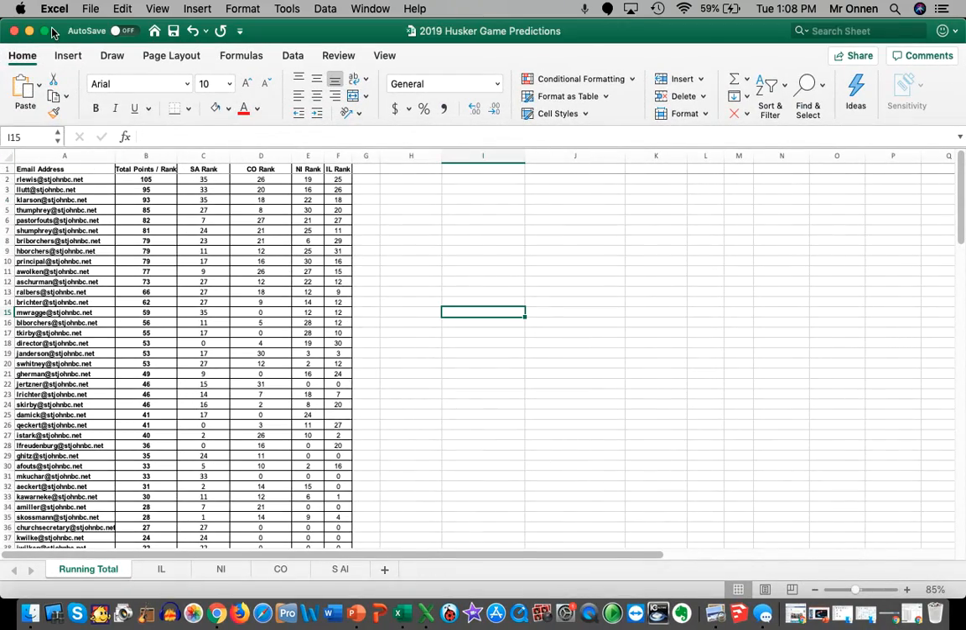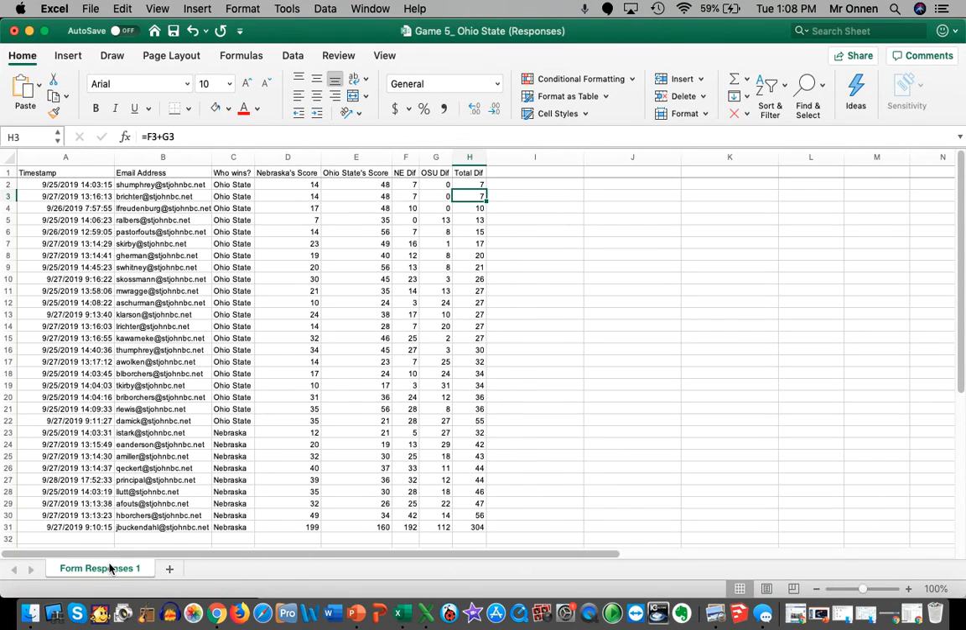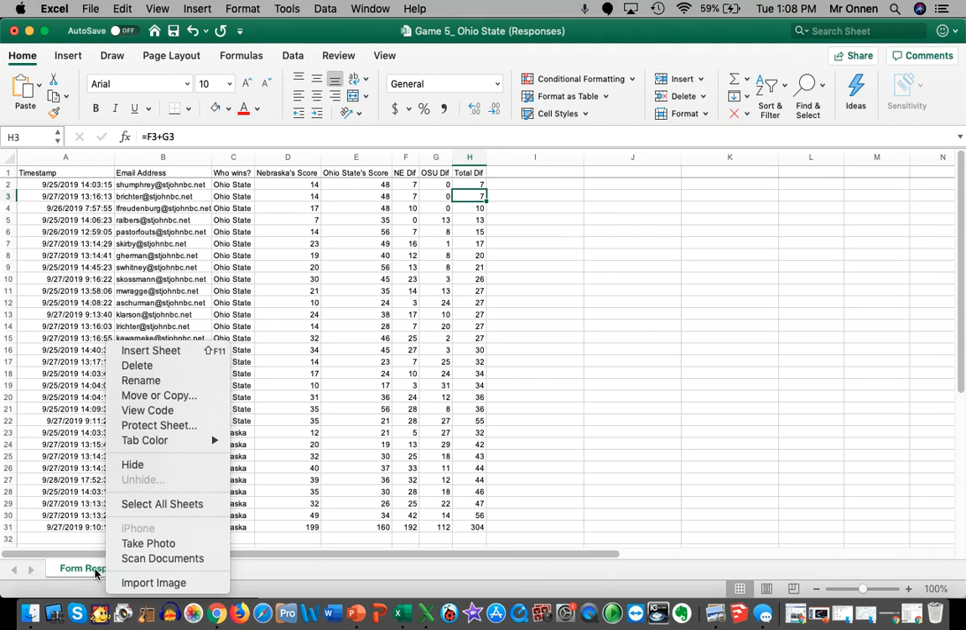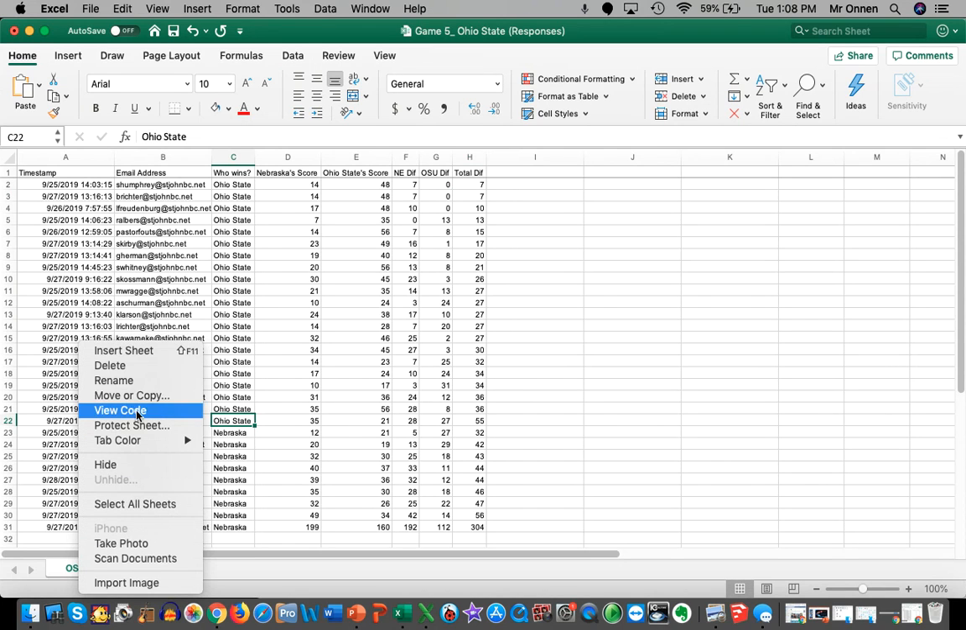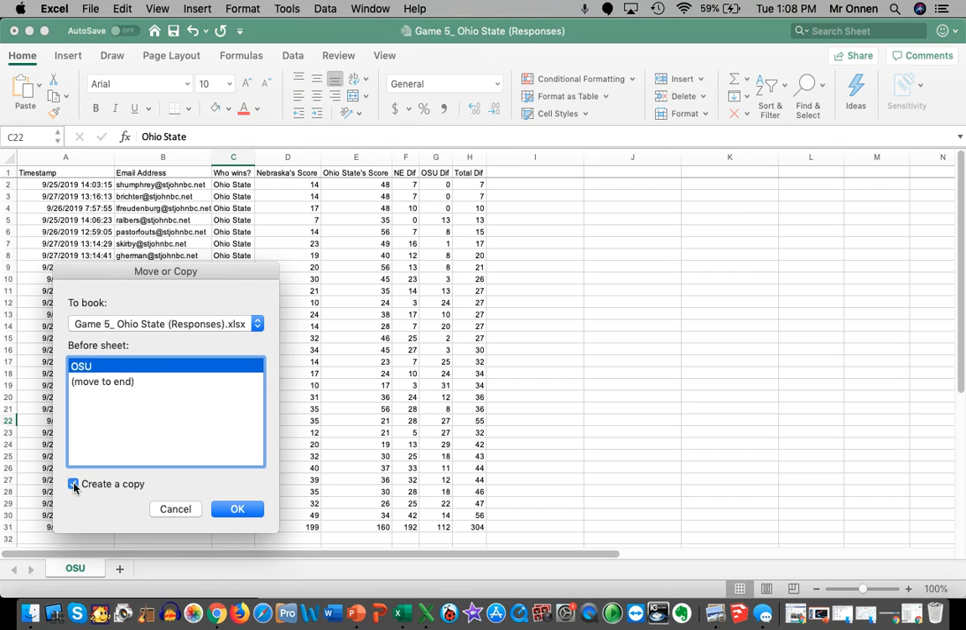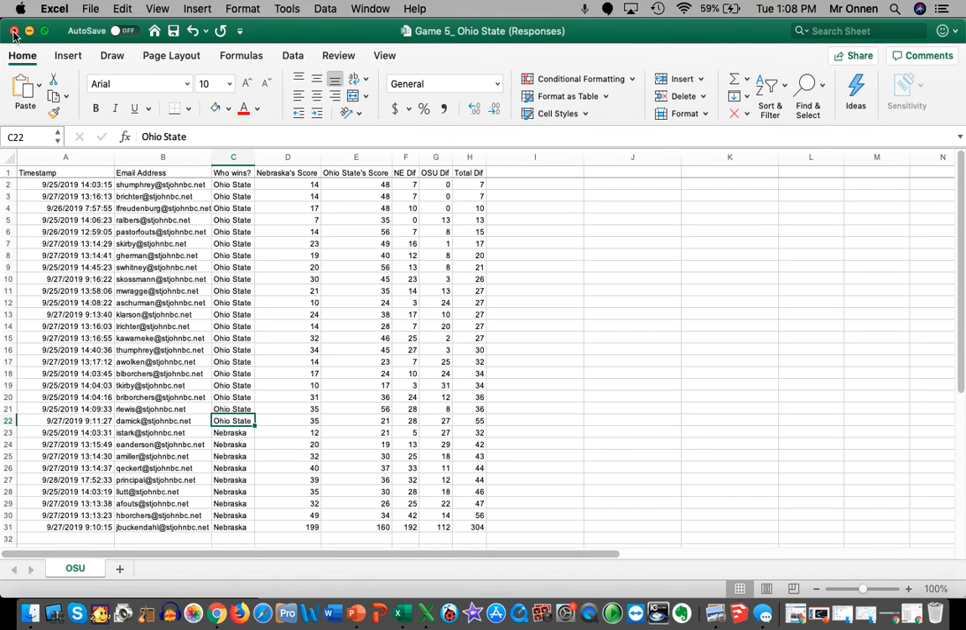What I'm going to do first is transfer this Ohio State file into the Husker game prediction file. So I'm going to two-finger click down here on my tab. I'm going to double click on it first, and I'm going to call it OSU. And I'm going to two-finger click, go to move or copy, check create a copy, and send it to the Husker game predictions so it ends up in the totals. So I'm now done with this Ohio State responses. I can click out, click save, you bet.